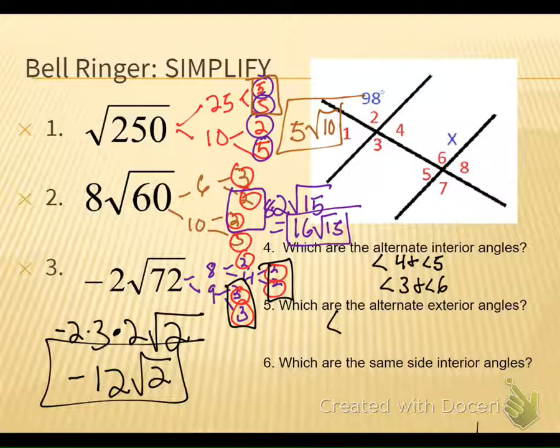What do you say? Do you want to tell me alternate exterior? 2 and 7. You want to tell me the other one? 1 and 8. Okay, same side interior, Josiah? 3 and 5, 4 and 6. Okay.